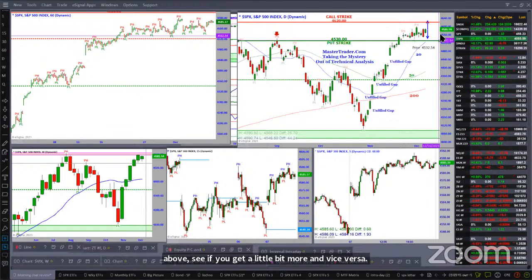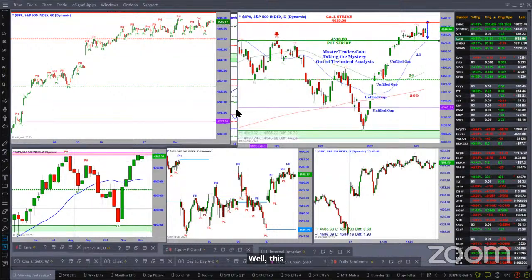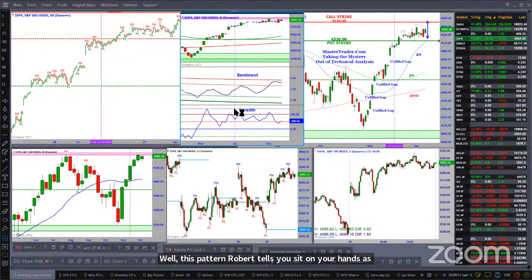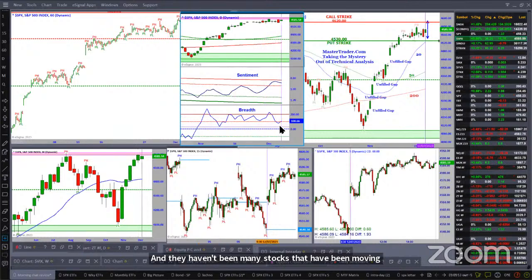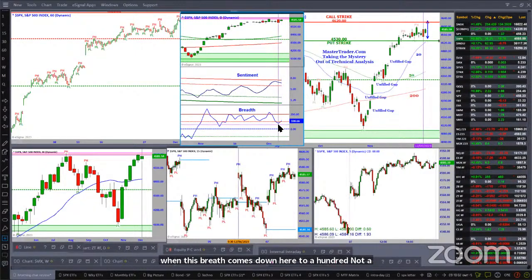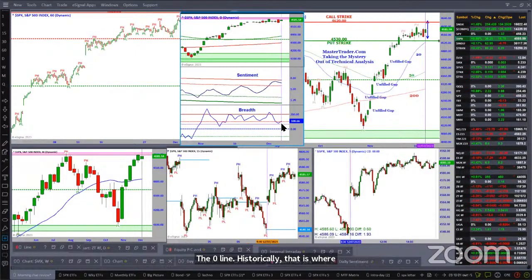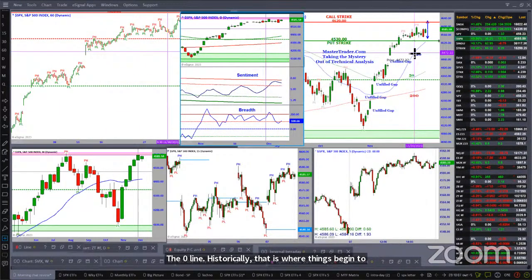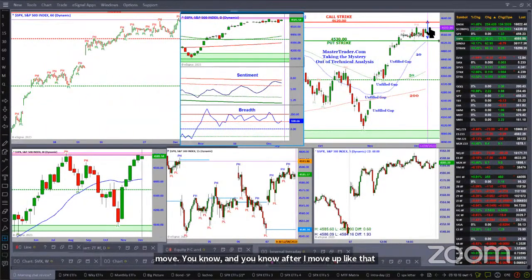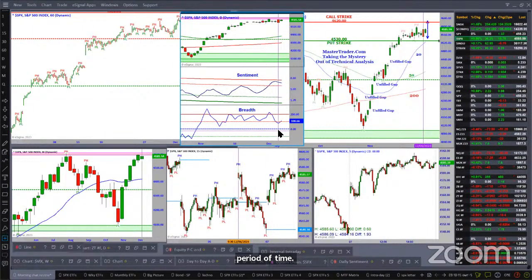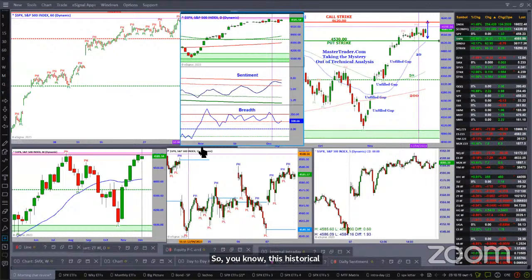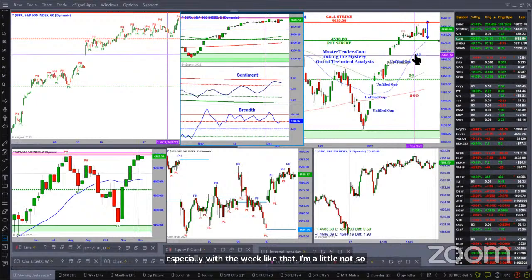Well, this pattern, Robert, tells you to sit on your hands as far as the markets go. And there haven't been many stocks moving lately either. But remember, earlier in the week I said when this breadth comes down to the zero line, historically that is where things begin to move after a move up like that. But this has been an extraordinary move in a very short period of time. So this historical guideline, especially with the weekly, I'm not so inclined to go with, and I don't really have any price action to support that anyway.